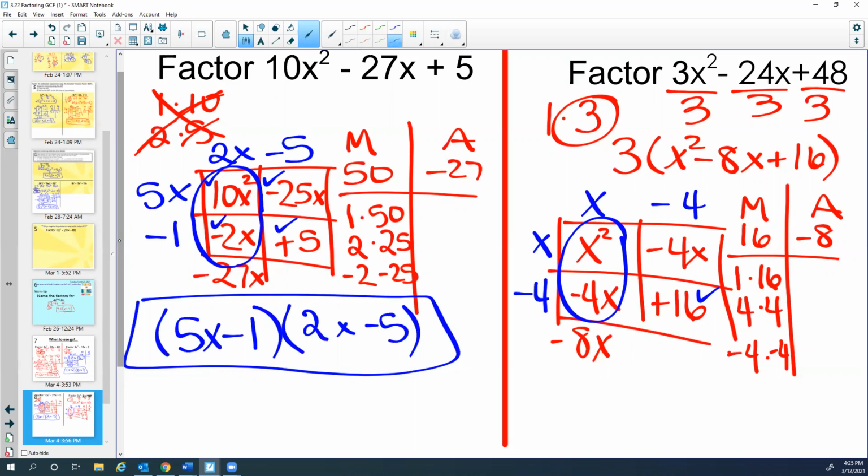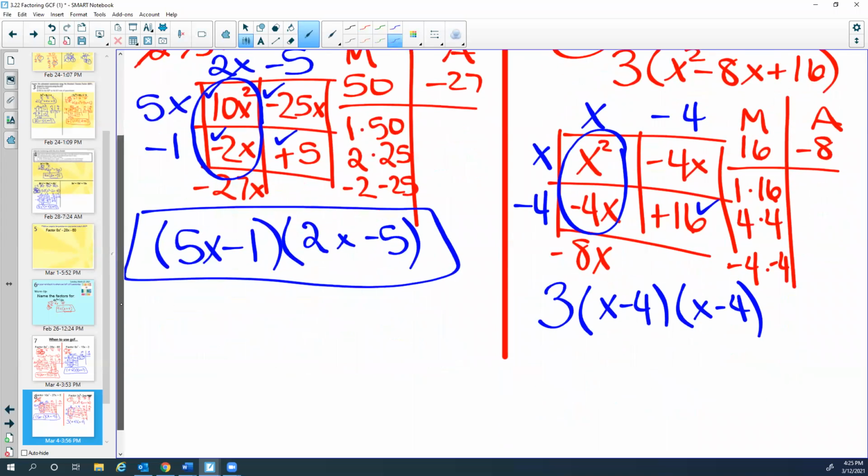So final answer on this one, don't forget about your GCF, is 3 times x minus 4 times x minus 4, which can also be written as 3 times x minus 4 squared as well.